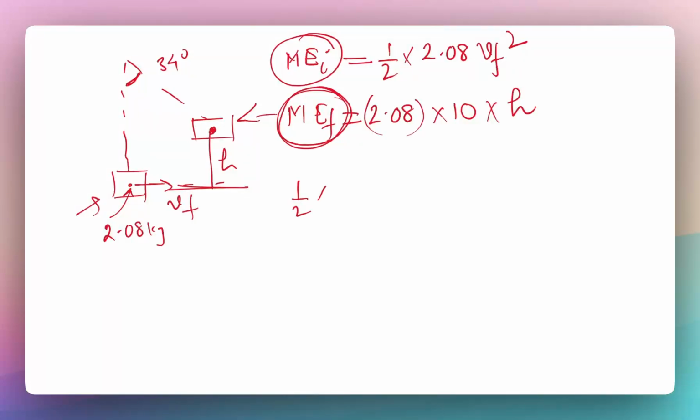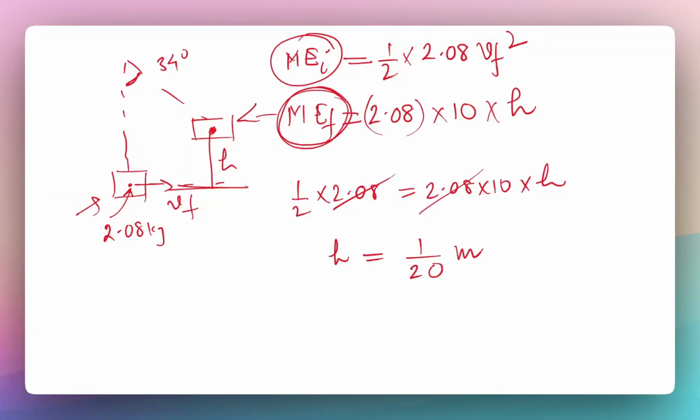So let's do that. So half into 0.08 is also going to be 2.08 into 10 into h. Yeah, the mass cancels, you know that already, right? So this is going to be like that, and we can get h as a value which is 1 by 20 meters. Okay. Now all we need to find is the value of h, and we are going to put it over here to get our answer. Fine. So we can do that, right?